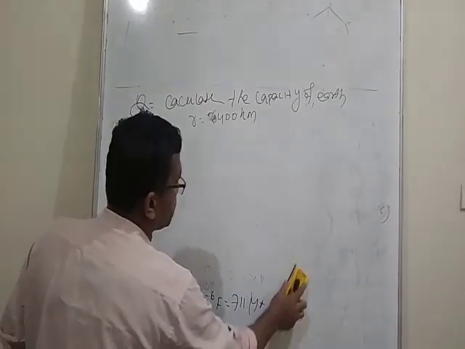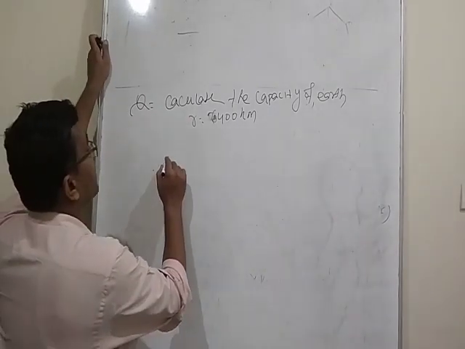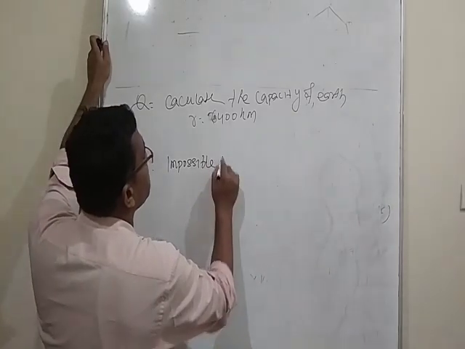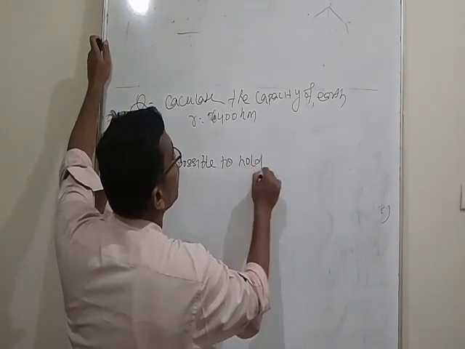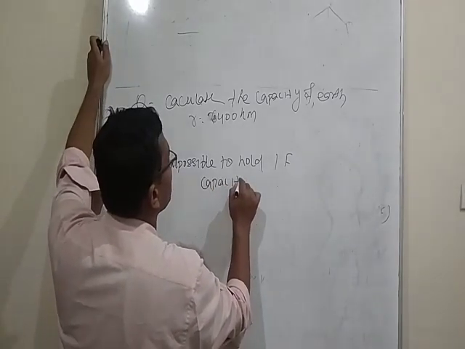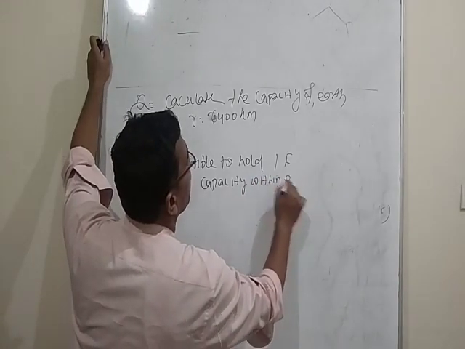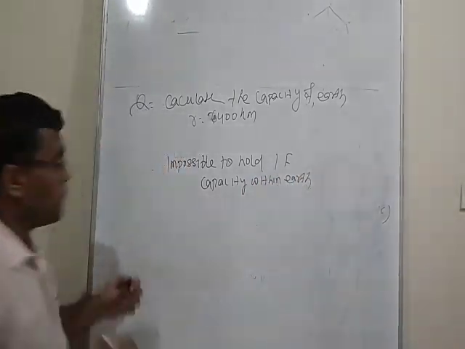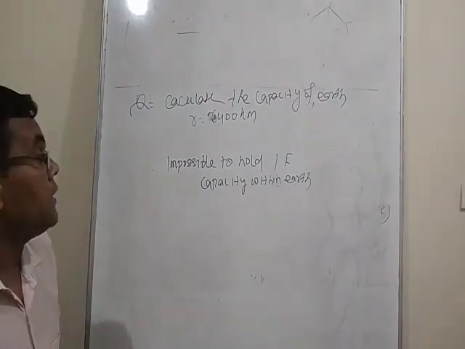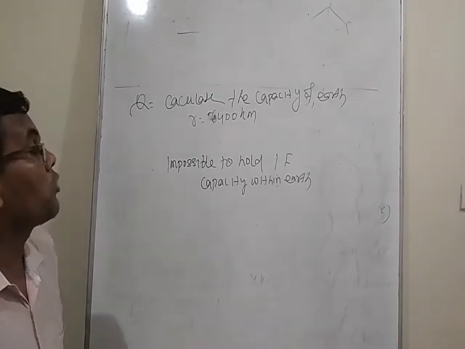Now the question: it is impossible to hold 1 farad capacity within Earth. It is not possible to keep a single farad of capacity inside the Earth. It is impossible to hold 1 farad capacity on Earth.